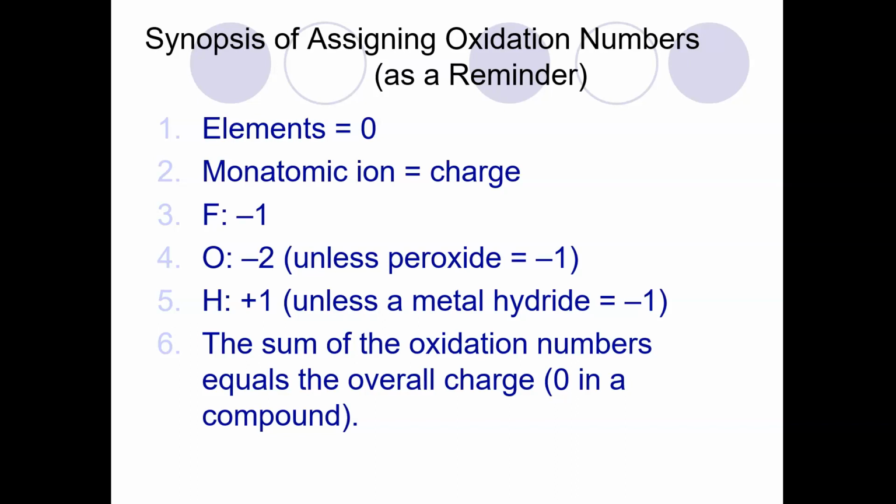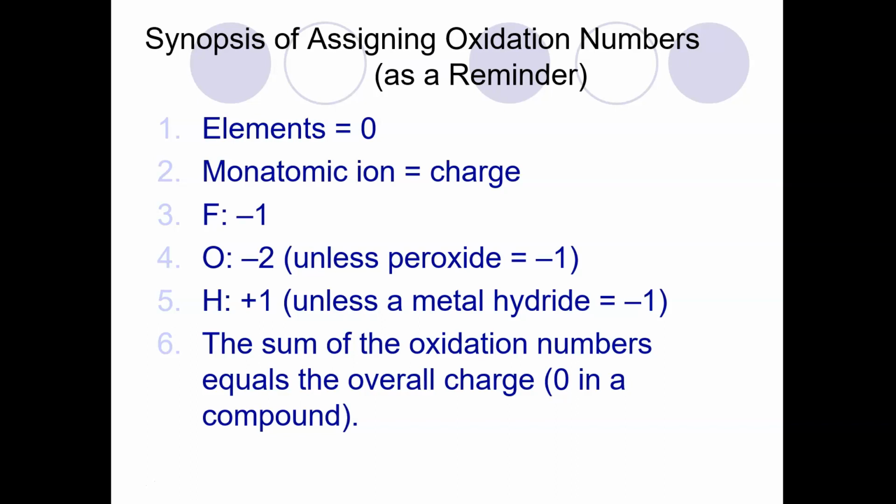So, anyway, here are the rules for assigning oxidation numbers. Number 1, if it's a pure element, just in its pure elemental form, like a chunk of copper metal, or oxygen gas, O2, or hydrogen gas, H2, or sulfur, which is S8, or phosphorus, which is P4, just pure element by itself, its oxidation number, or charge, is 0 because it's in its original form.